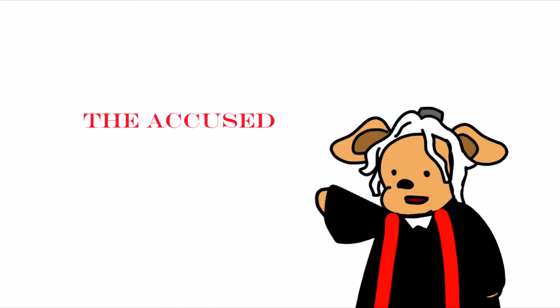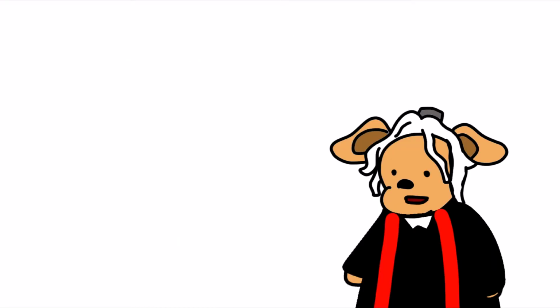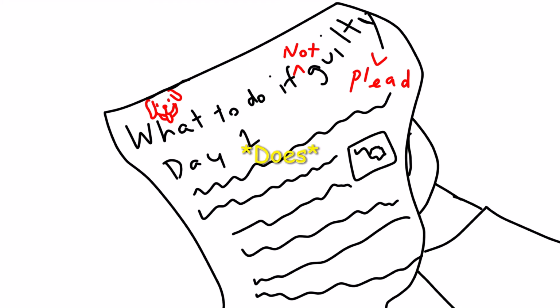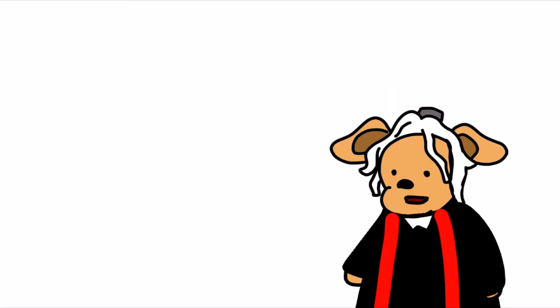The accused tells the court whether they are pleading guilty or not guilty to the charges they have received. If they plead guilty, a trial does not take place. If a trial does not take place, they will be known as a defendant.